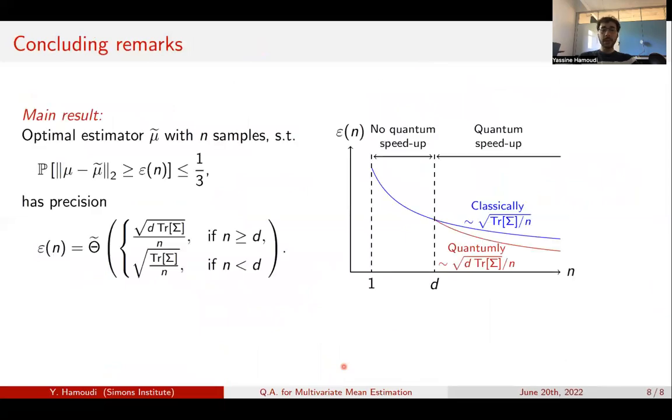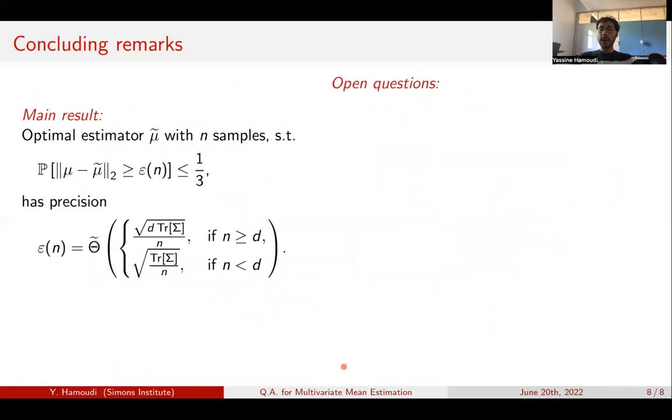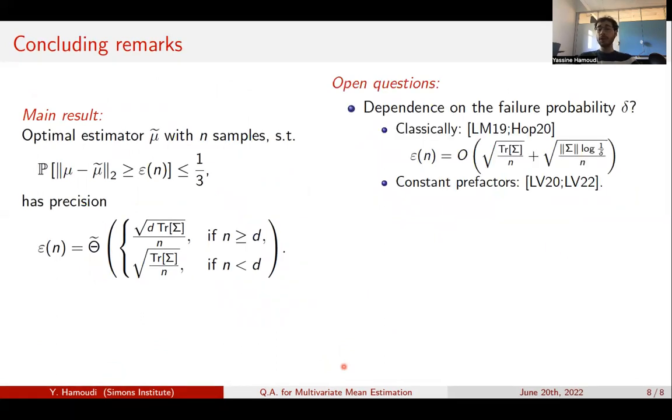Now let me conclude. This is first a reminder of the main result that we obtained in our work. I would like to give a few open questions. First, it would be interesting to understand exactly what is the optimal dependence on the failure probability, usually denoted by delta. Here, for simplicity, I took delta to be a constant, 1/3. But if delta is a parameter of the problem, it would be interesting to understand exactly what is the dependence on delta. This is the best possible complexity classically in terms of delta. And quantumly, we don't know exactly what it is.